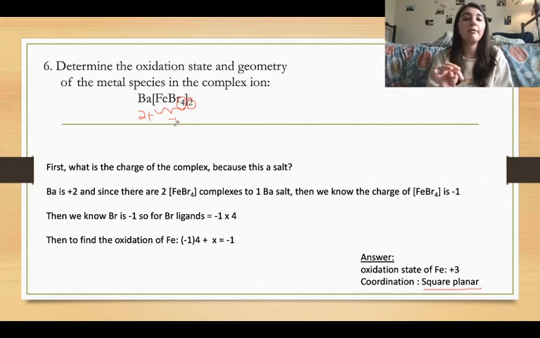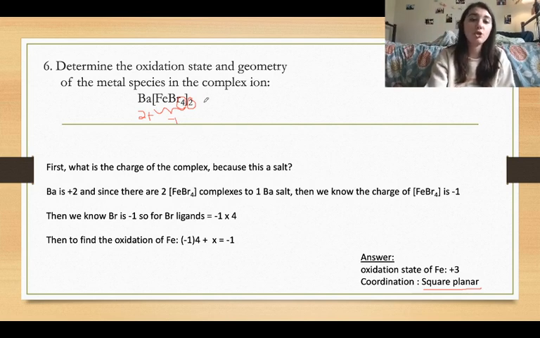So this is something to be careful of because a lot of people will say, oh, barium +2, okay, the complex must be -2. It's not. It's -1, and there's 2 of them that are coordinating to this barium.